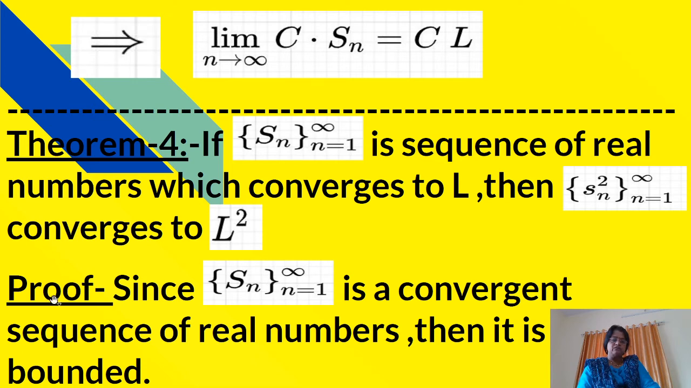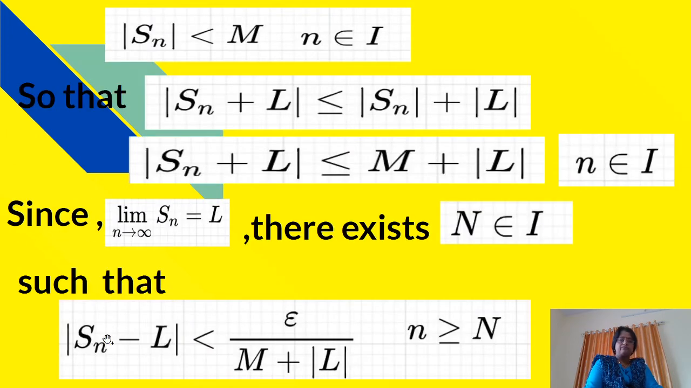See the proof of theorem 4. Since Sn, n from 1 to infinity, is a sequence of real numbers, it is bounded, because a convergent sequence is always bounded. Therefore, modulus of Sn is less than M, where n belongs to I, so that modulus of Sn plus L is less than or equal to modulus of Sn plus modulus of L, because modulus of A plus B is always less than or equal to modulus of A plus modulus of B, using the triangle inequality.